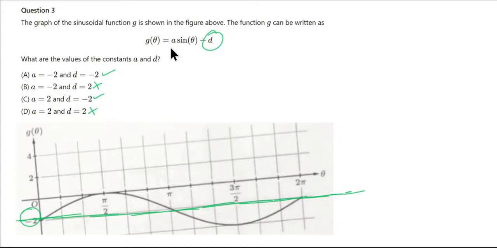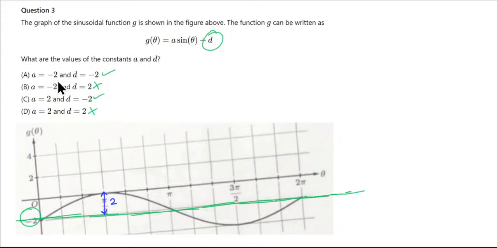Then we talk about a. Ideally, the absolute value of a is the amplitude. So I can definitely find what the amplitude is, right? Because this is the midline and this is the maximum. So the distance between the maximum and the midline is the amplitude, which is 2 units.